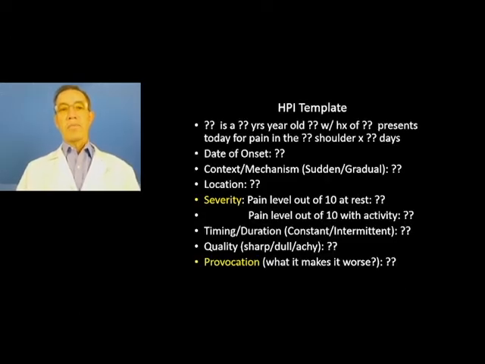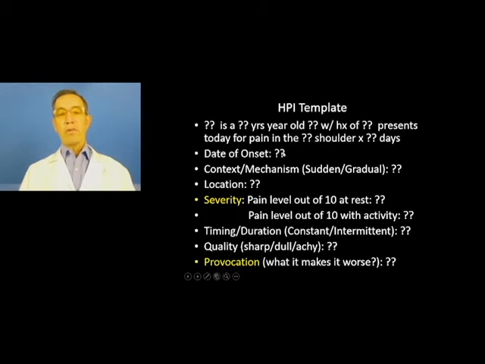For the history of the present illness, this is a typical one that you might use. The patient is a so-many-years-old male or female with a history of previous things such as diabetes or heart disease or whatever, and then has pain today for the what shoulder, left or right, be sure to get that correct, and the duration.